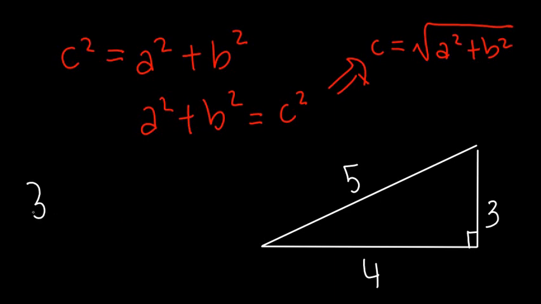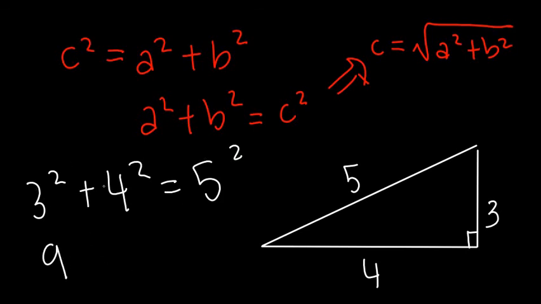So we have 3 squared plus 4 squared is equal to 5 squared, and we're going to check if this is equal. Well, 3 squared is 9, and 4 squared is 16, and 5 squared is equal to 25, and this is true. So that means that a 3, 4, 5 right triangle is a true, valid right triangle.